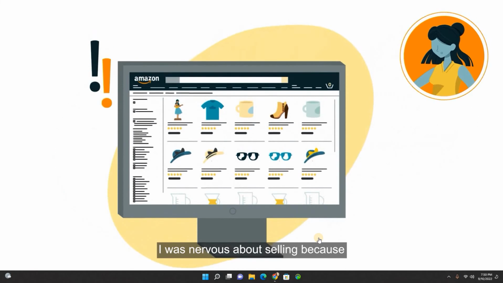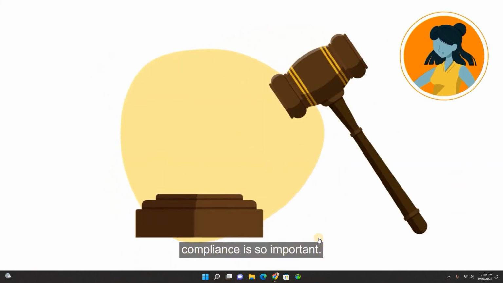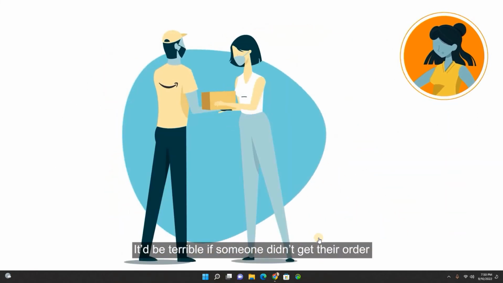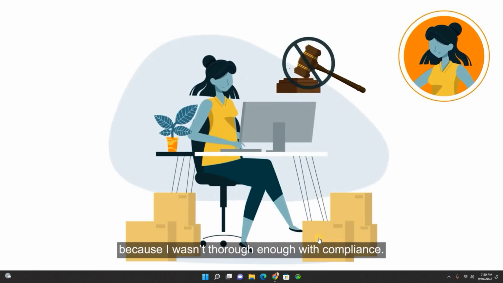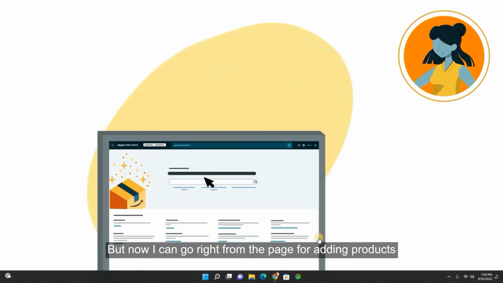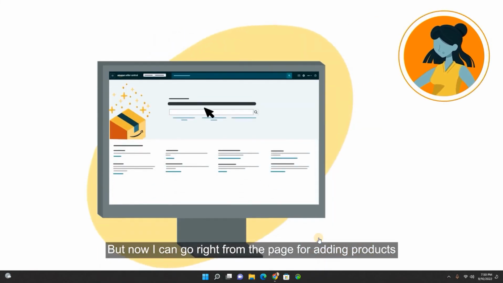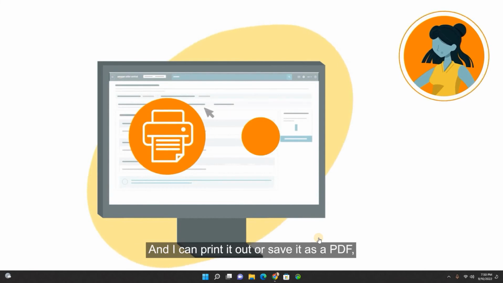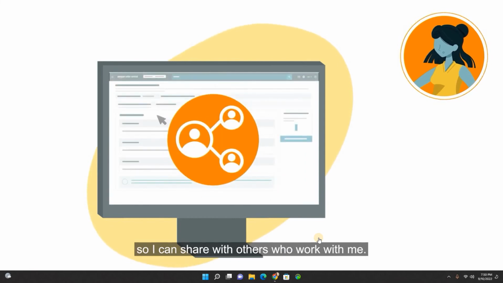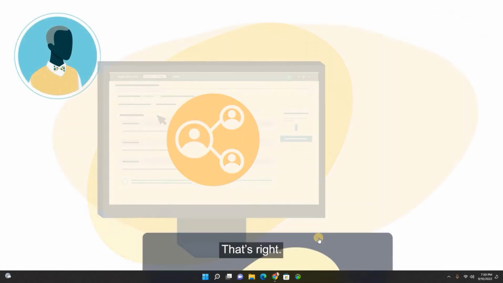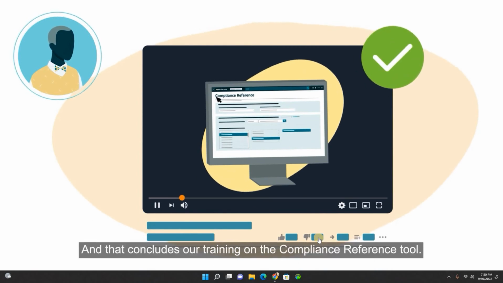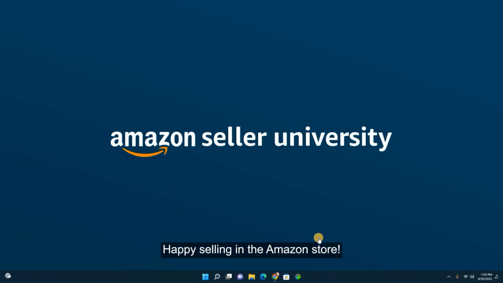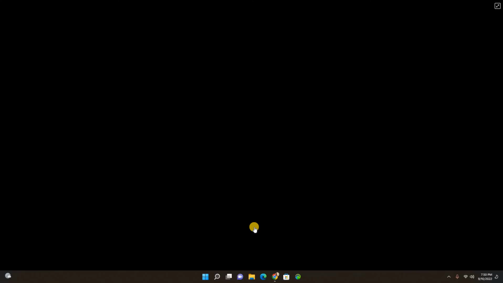Thank you for showing me this. I was nervous about selling because compliance is so important. It'd be terrible if someone didn't get their order because I wasn't thorough enough with compliance. But now I can go right from the page for adding products and get a whole report about compliance for each product type I want to sell. And I can print it out or save it as a PDF so I can share with others who work with me. That's right. And that concludes our training on the Compliance Reference Tool. Thank you. Happy selling in the Amazon store.